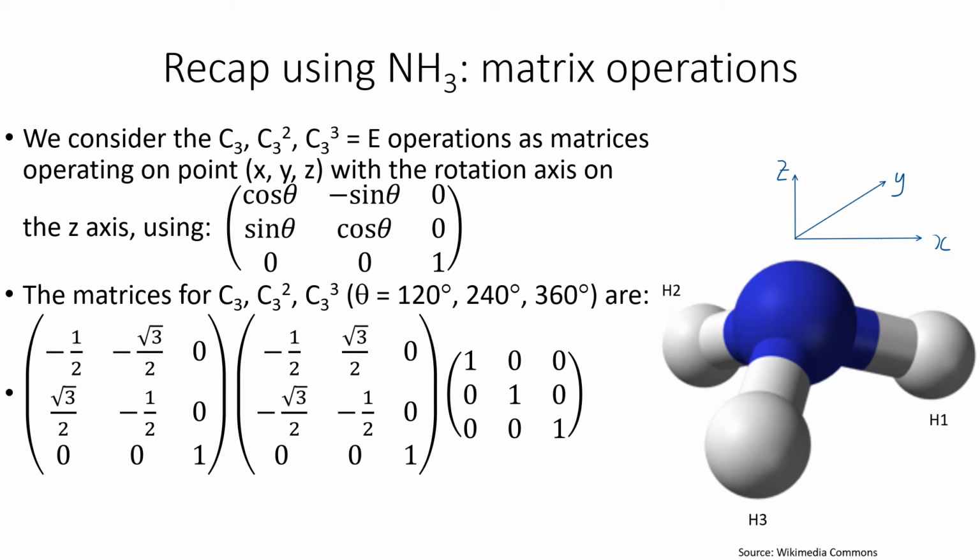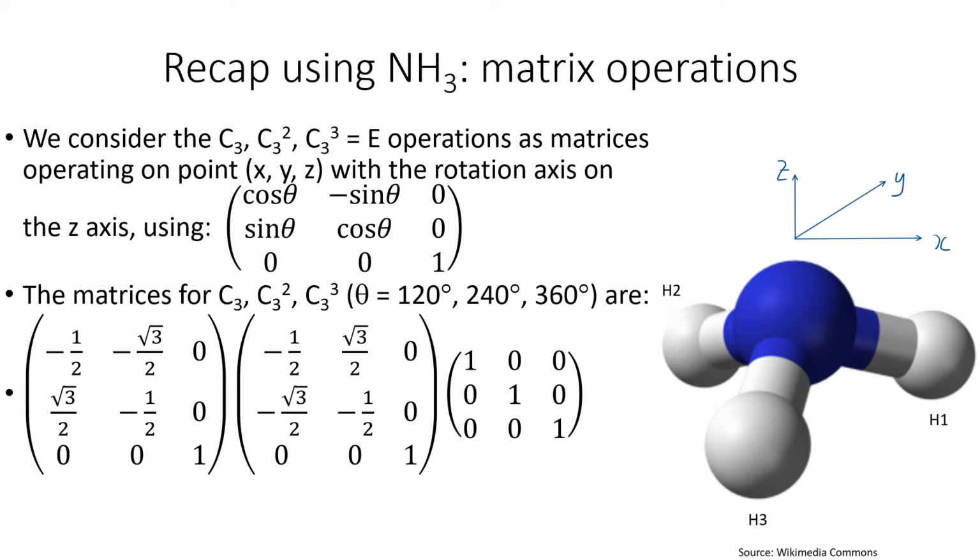Then in the middle matrix, we've done the same thing, except we've inserted 240 degrees. You can see there that the cosines haven't been affected, but the sines have changed sign. And then the right-hand matrix is a rather special one, where we put 360 degrees in, and that just leaves us with this identity matrix here.